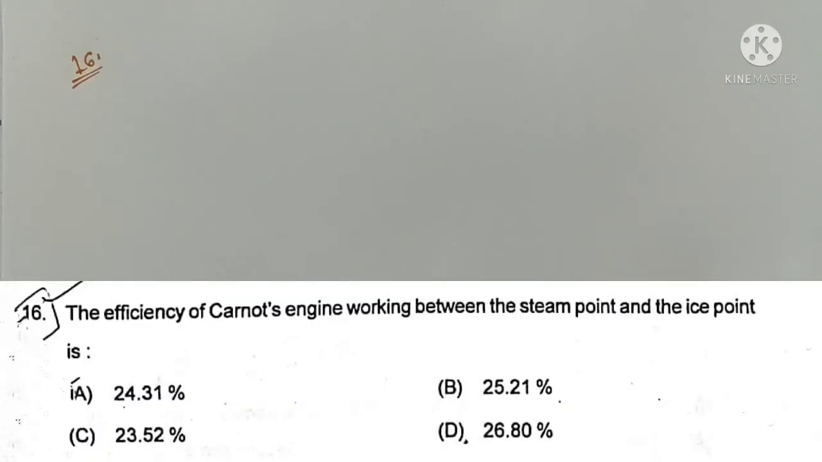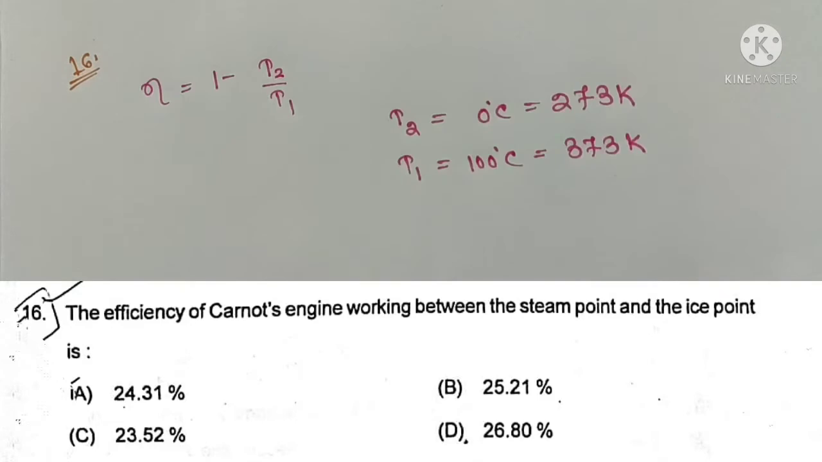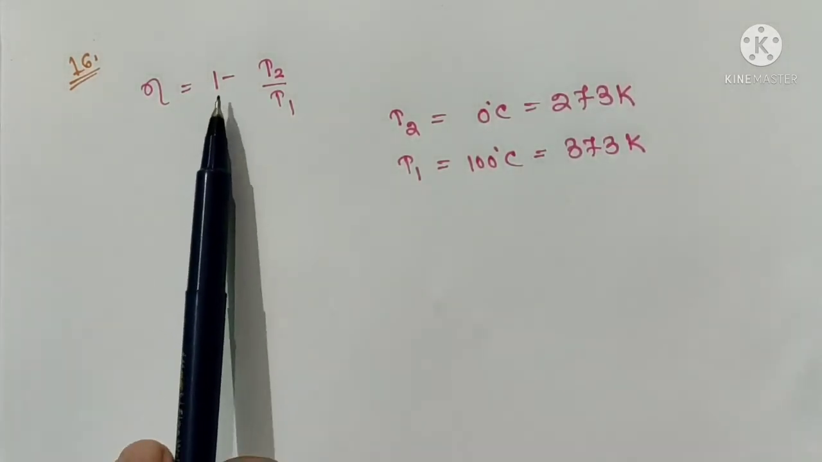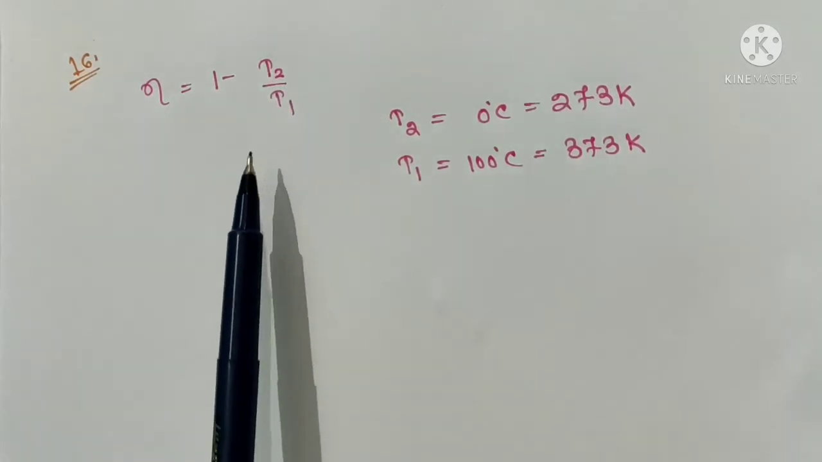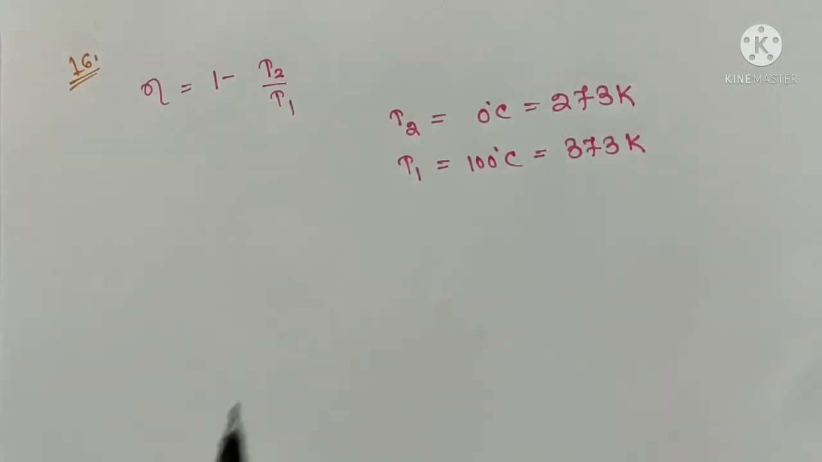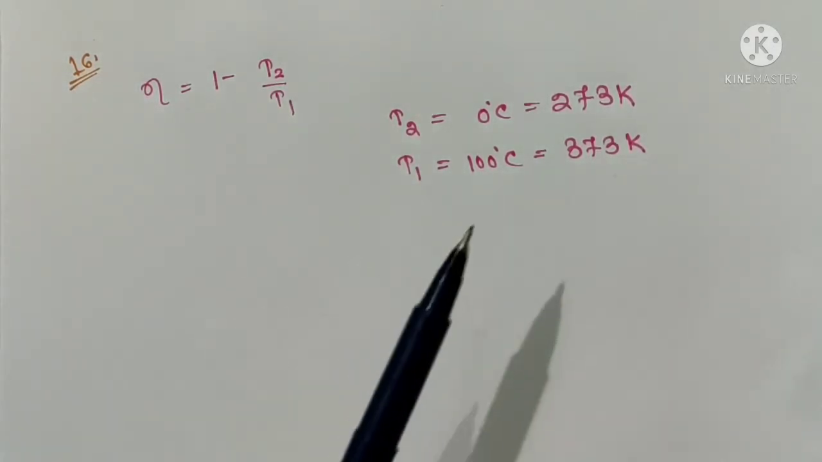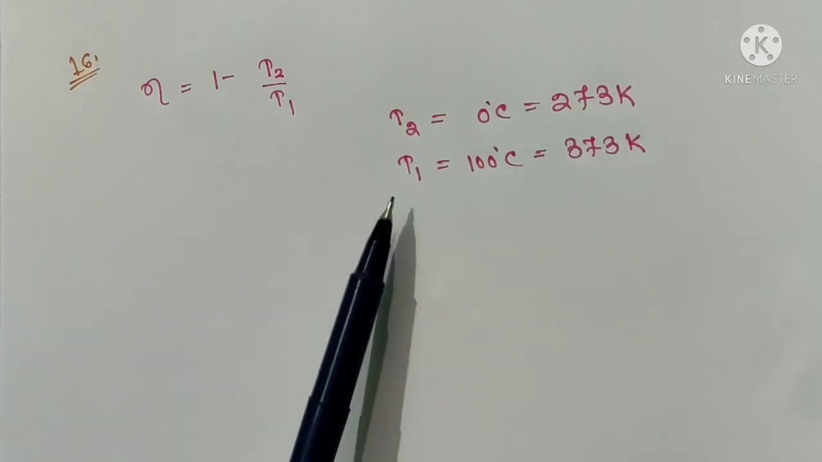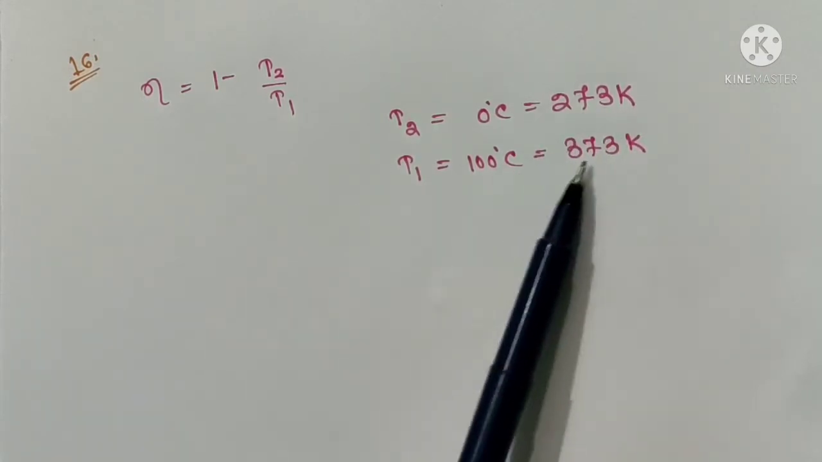Question number 16. The efficiency of Carnot's engine working between the steam point and the ice point is. So we have to find the efficiency, and efficiency is given by 1 minus T2 by T1. So T2 is your ice point, that is 273 Kelvin, and T1 is your steam point, that is 373 Kelvin.